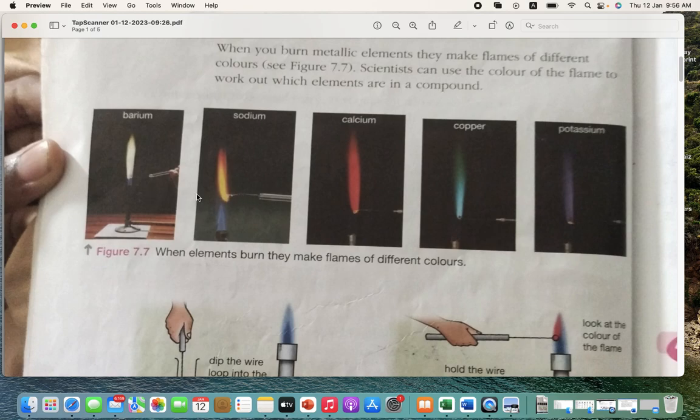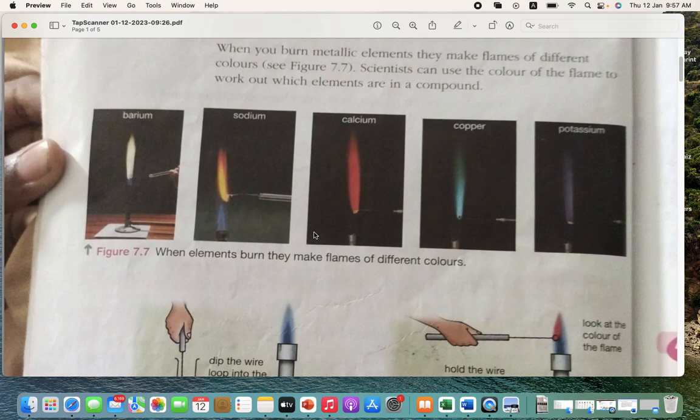So take note, when you're going to be naming them for me, I'm going to ask you. I will leave this page and I will be asking you. So barium gives what? Yellow flame. Sodium gives what? Orange flame. Calcium, but this is not completely orange anyway. Calcium gives a red flame. Copper is blue. Potassium is purple.